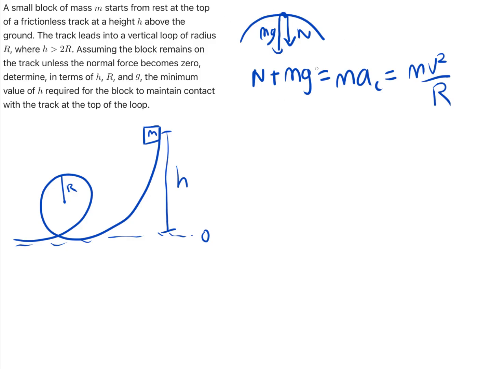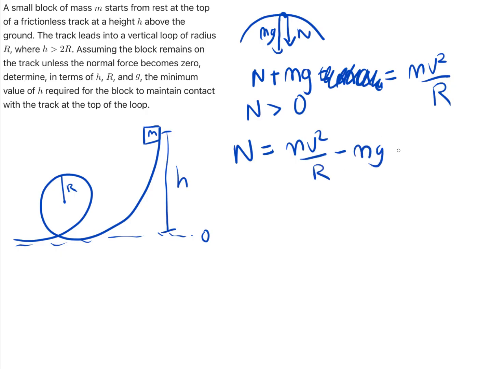And it might be more clear if I remove this middle part here. And now our condition is that it must remain in contact with the track. In other words, the normal force must be greater than 0. So maybe we can rearrange this equation and solve. Let's start by solving for the normal force. So the normal force is equal to mv squared over r minus mg. And we established that it must be greater than 0.